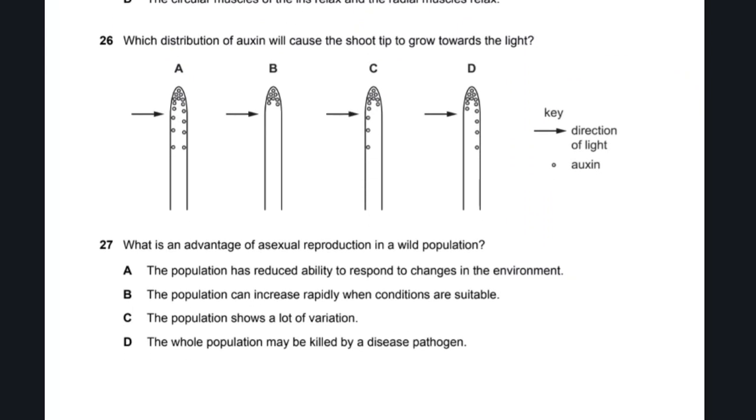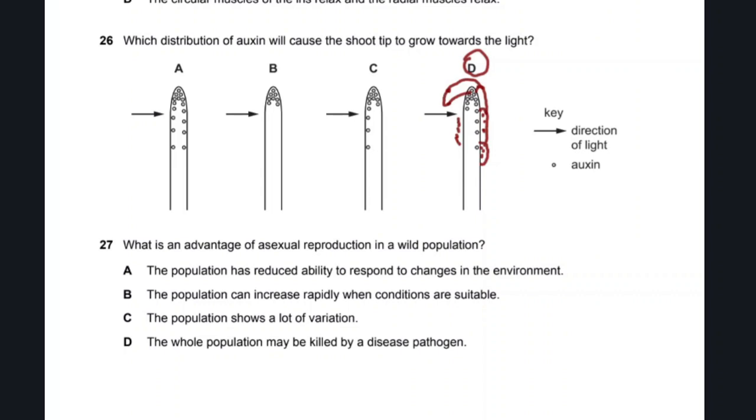Next question: which distribution of auxin will cause the shoot tip to grow towards the light? The arrows are showing the direction of light. If the light is here in this area, it means the auxin accumulates in this area and those cells increase in length. Because if the auxin is present, cell elongation occurs and then the shoot will move towards the light. So it will tilt and move towards the light. This type of action will be there. Answer is D.